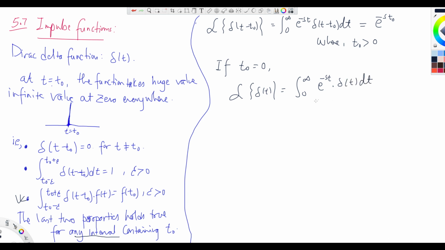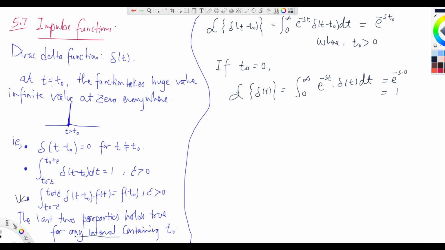Now you apply the same thing again. So t0 is 0, right? So that will become e to the negative s times 0, because the t0 will be replaced by 0, which will give you 1. So the Laplace transform of the Dirac delta function is 1. The Laplace transform of the Dirac delta function at t minus t0 is e to the negative s t0, okay.